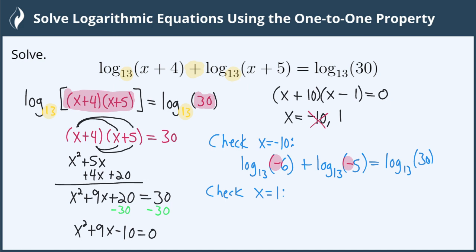So check x equals 1. When we plug in 1 to our first logarithm, 1 plus 4 is 5. Okay, so that's allowed. It's a positive number. It's not 0. It's not negative. And then we have plus log base 13 of, and when we plug 1 into the next one, it's x plus 5. 1 plus 5 gives us 6. So once again, we have a positive number inside the logarithm, which is allowed. So we can say, yes, x equals 1 is a valid solution. And in fact, it is the only valid solution for this particular equation.